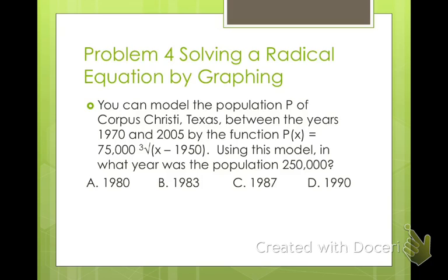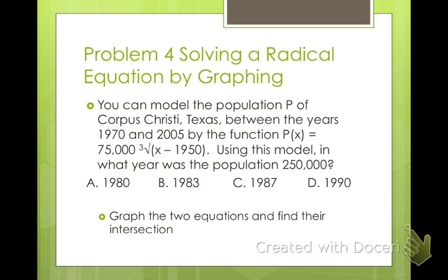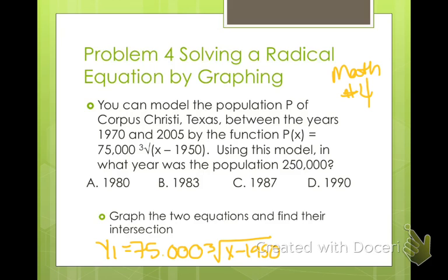Or we can use our handy-dandy graphing calculators and plug in our two functions. So we're going to graph the two equations. In your y1, you're going to put 75,000 cubed root of x minus 1950. And to find the cubed root, you go to math, and it's number 4. And then in your second function, your y2, you want to know when it's equal to 250,000. So go ahead and graph those two.